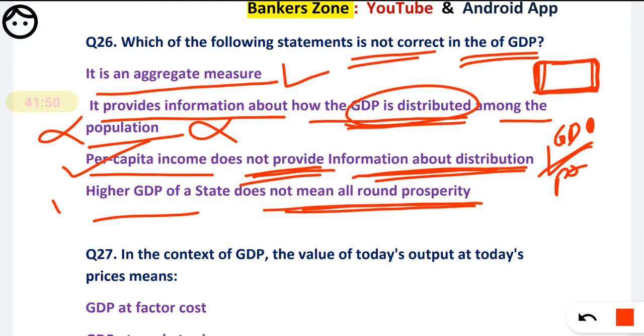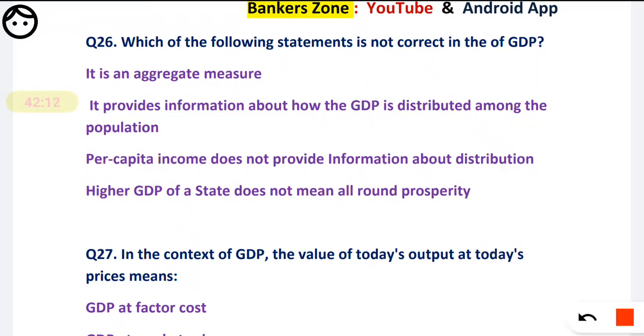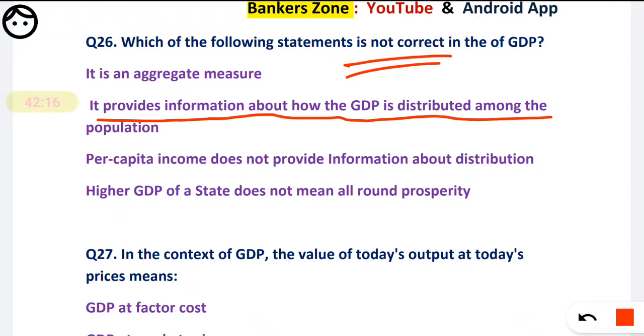Higher GDP does not mean all-round prosperity. A higher GDP does not say that your country is very good. It should be supported by the Human Development Index; then we can say a higher GDP supported by HDI will mean all-round prosperity. But here only half the statement is given. So you have to mark the incorrect statement, that GDP provides information about how it is distributed, so it is a wrong statement. This is what you have to mark.